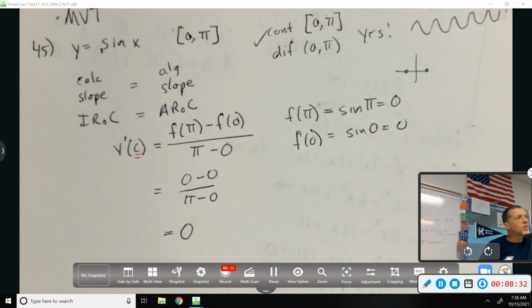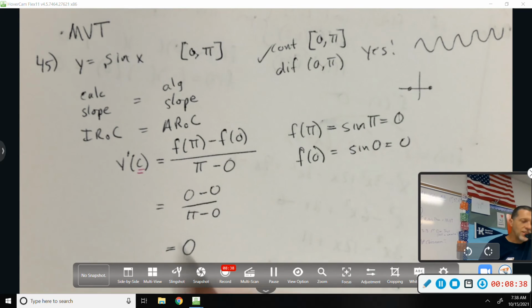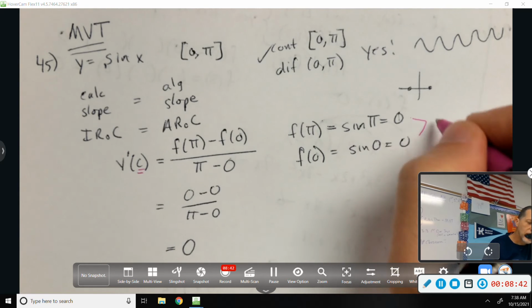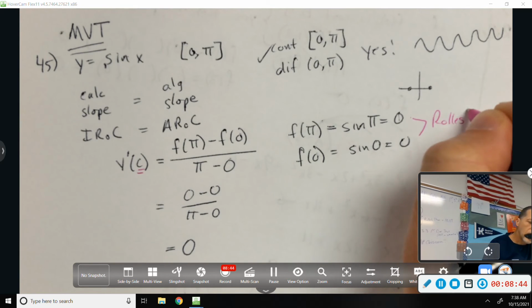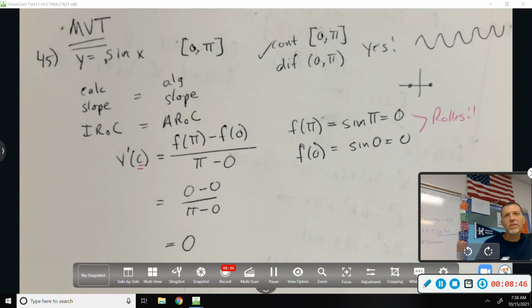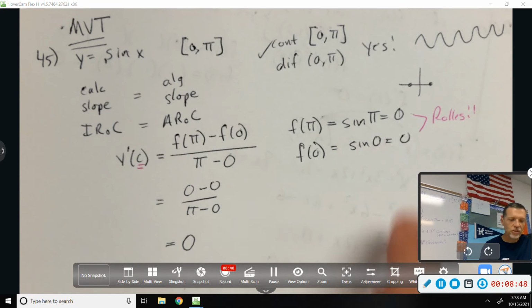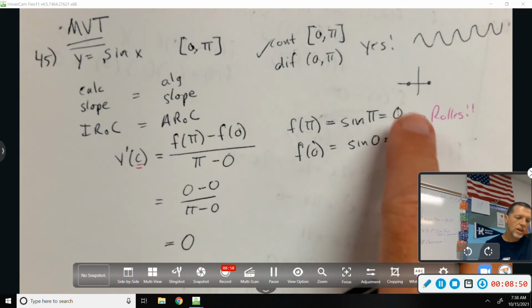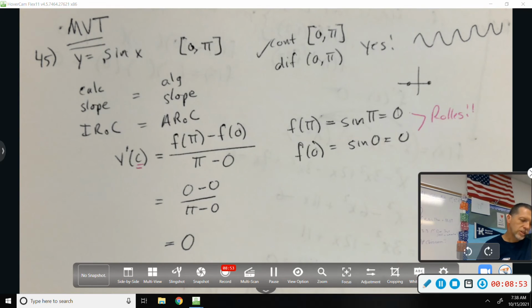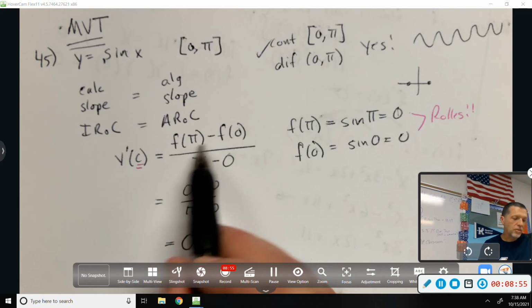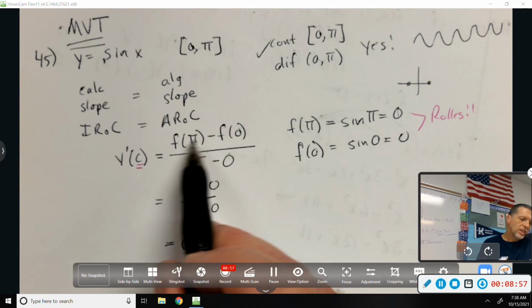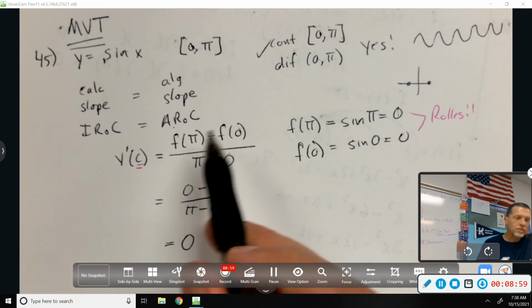Hey, what else is going on in this problem? This is a special case. I mean, it's in the MVT section, but it's actually a Rolle's problem. But again, you don't really have to worry about Rolle's ever, because Rolle's is just a special case of MVT where the two y values are equal to each other. Because if the y values are equal to each other, then the average rate of change is 0 and it becomes a Rolle's problem.